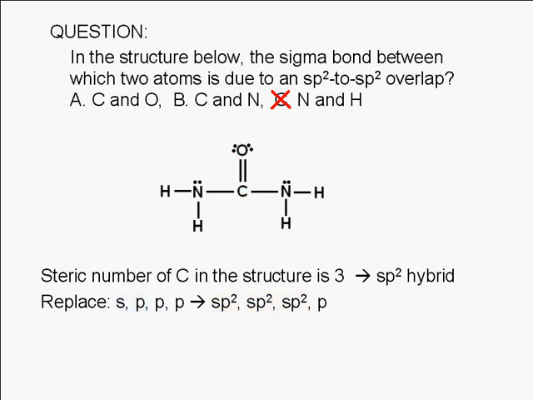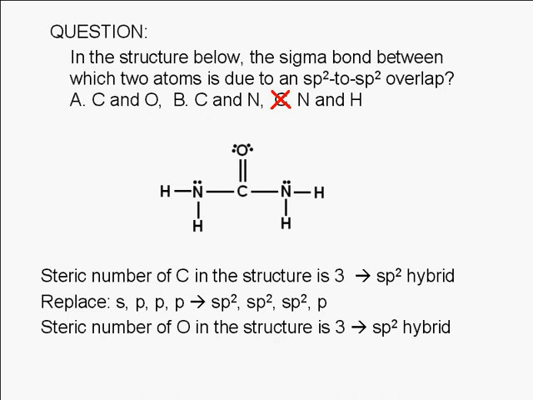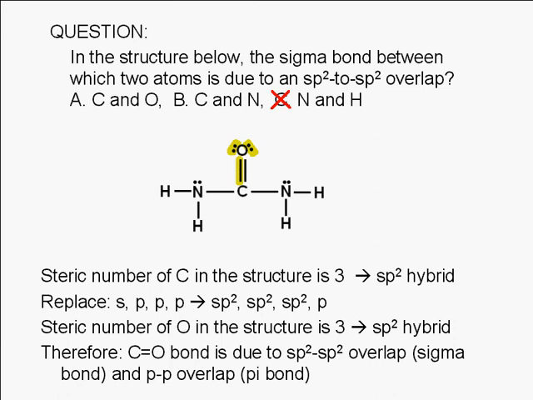How about oxygen? There are also 3 regions of high electron density around oxygen. Its steric number is 3. So an sp2 hybrid describes this lone pair, and the sigma bond that it forms with carbon. Therefore, the carbon to oxygen sigma bond involves an overlap of the carbon's sp2 orbital with the oxygen's sp2 orbital. Therefore, the correct answer is A.